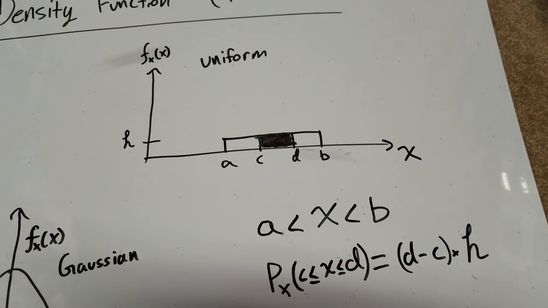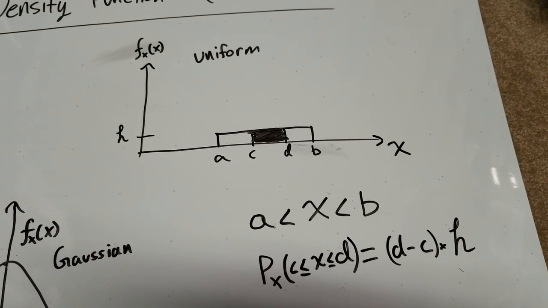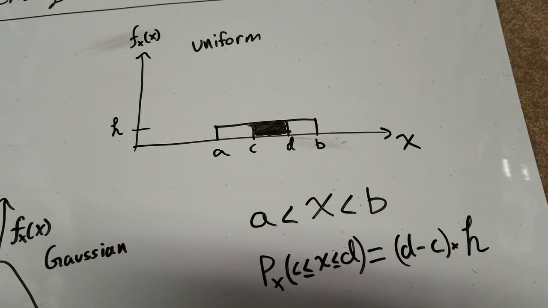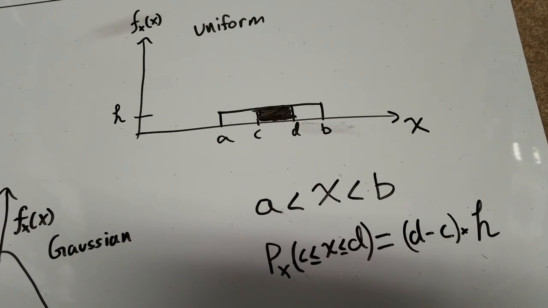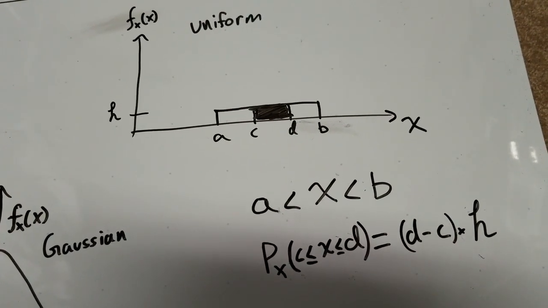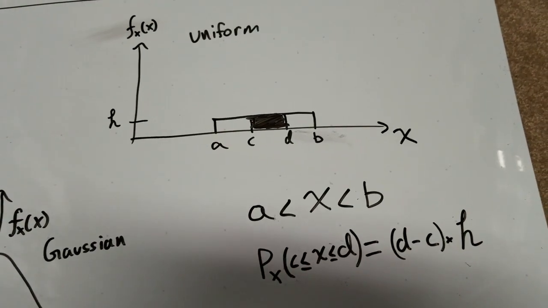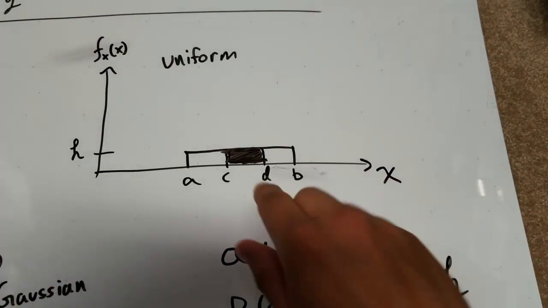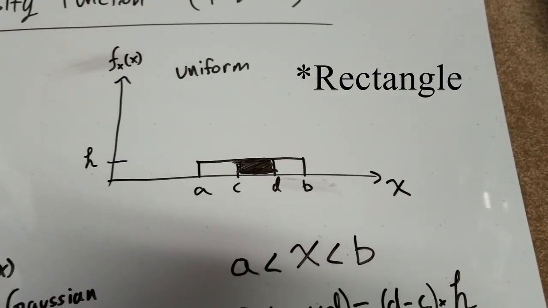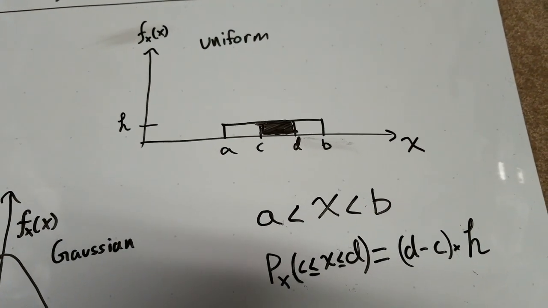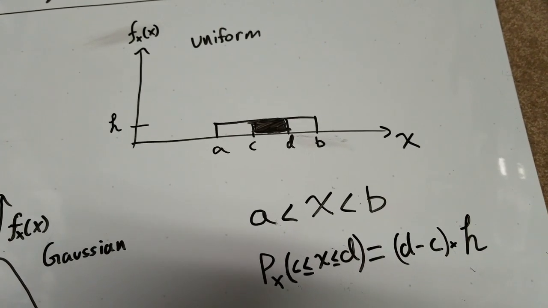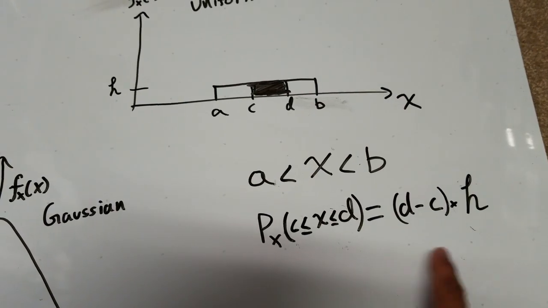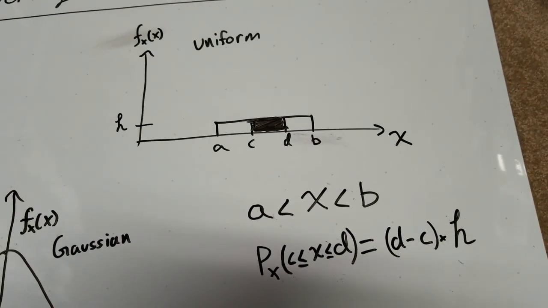With these functions, you can find the probability that the variable exists within an interval. So if I wanted to find the probability that x is between the points C and D, I have to find the area underneath the PDF. As you can see here, it's just a square, and the area is the width times the height, so D minus C times H. So that's the gist of the PDFs.